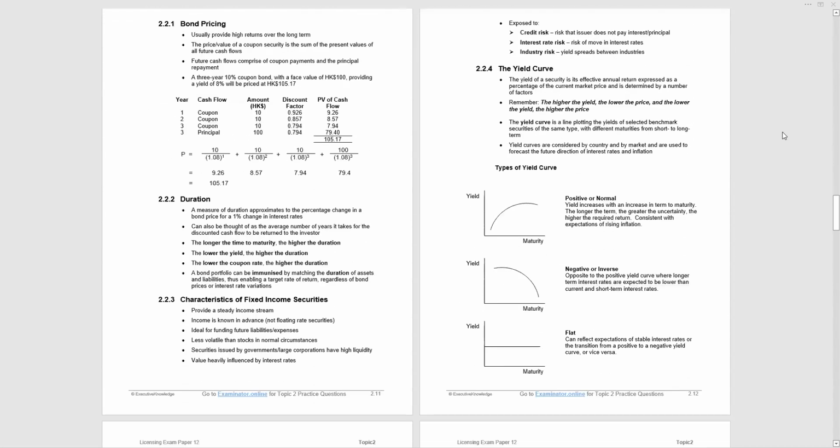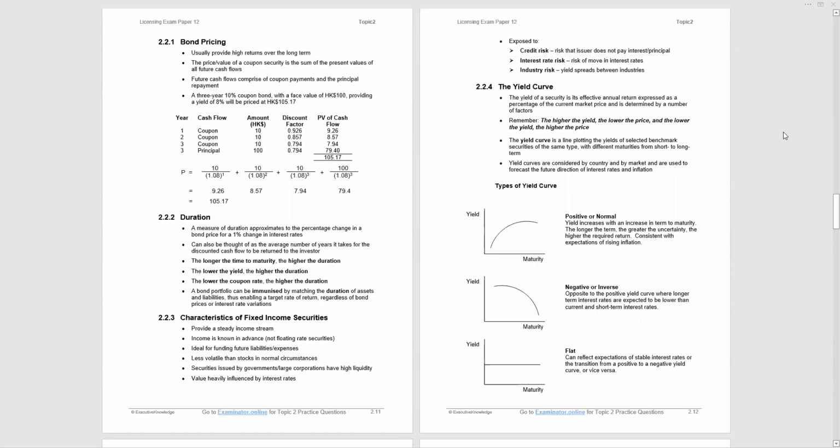Moving along to bond pricing. Now, this gets very technical. What is the price that a bond trades at in the market? It's the present value of the expected future cash flows. Now, this is very difficult with floating rate bonds, but is very straightforward with fixed rate bonds.